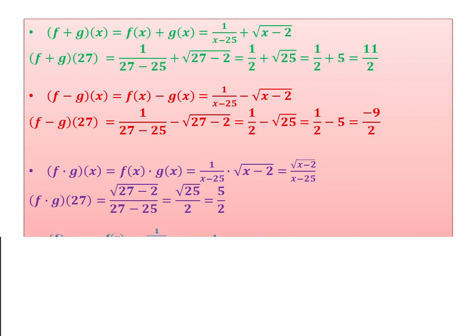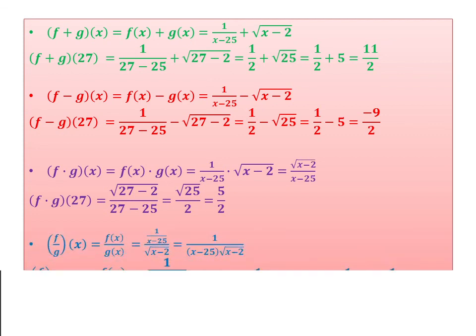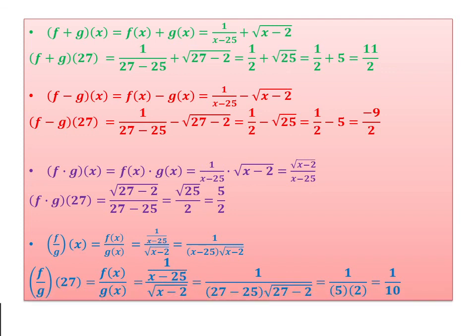Finally, we calculate f over g of x at x equal to 27. So f over g of x is equal to f of x divided by g of x. This is equal to 1 over x minus 25 multiplied by square root of x minus 2 in the denominator. Now we substitute for x equal to 27, we get f over g of 27, which is equal to 1 over 10.